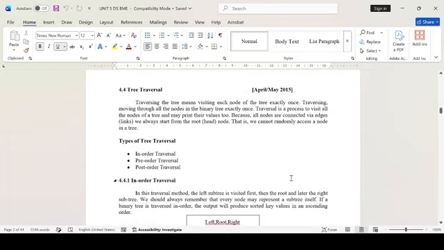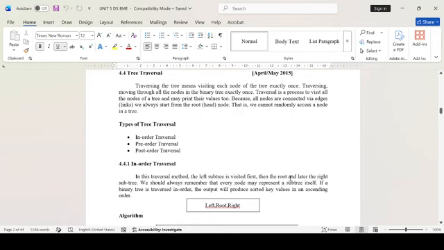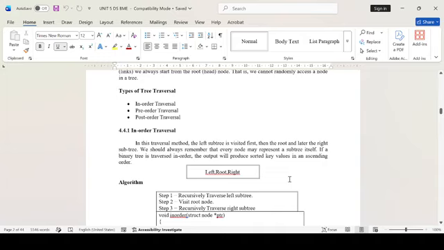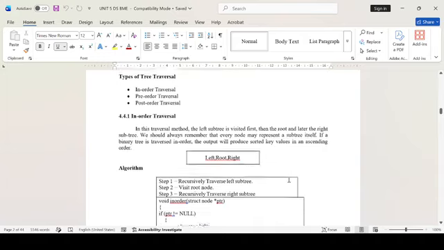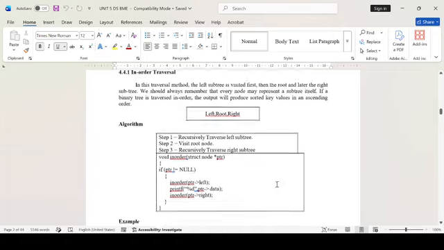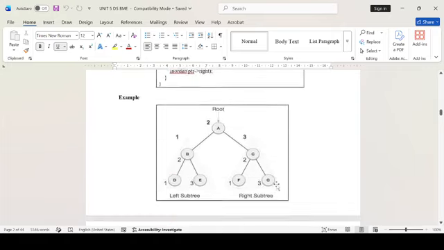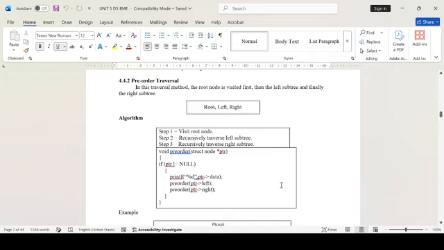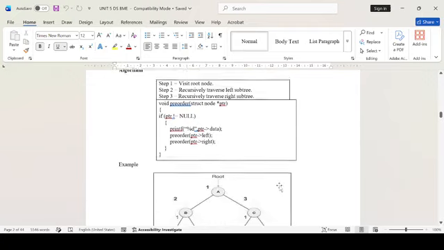Next, tree traversals. Traversing means visiting each node of the tree exactly once, moving through all the nodes in the binary tree exactly once. So what are the types of tree traversals? In-order, pre-order and post-order. In in-order traversal, first we visit the left node, then the root node, then the right node. These are the steps. Then pre-order. In pre-order traversal, we visit the root node first, after that the left node, and then the right node.